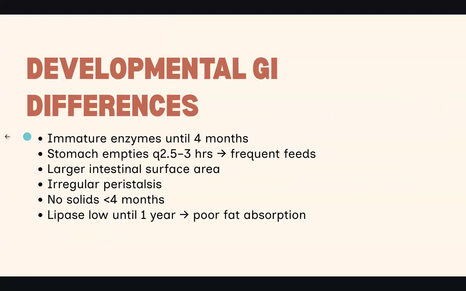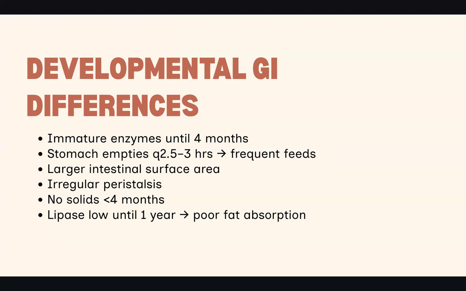All right, so developmental GI differences. You may be like, what does that mean? In infants, everything is pretty immature, so it's going to change how they eat, digest, and absorb nutrients. Their soft palate is going to be different, and their tongue position kind of helps them breathe and suck at the same time. Their stomach is also going to empty every 2.5 to 3 hours, so they're going to need more frequent feeding.